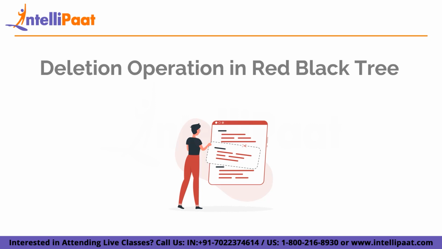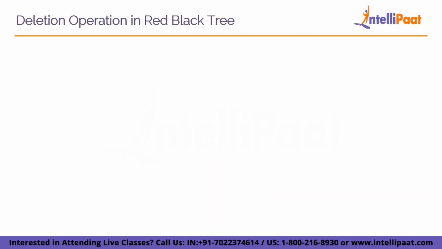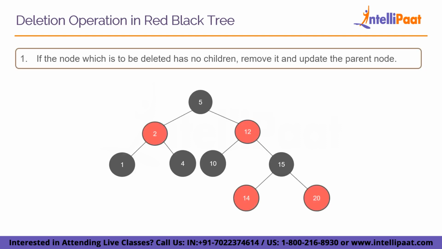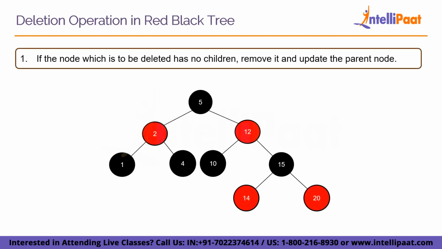Now let us look into the delete operation in a red-black tree algorithm. In a red-black tree, deletion is a little trickier than insertion. A node can have 0 children, 1 child or 2 children when it is being deleted. If the node to be deleted has no children, simply remove it and update the parent node.